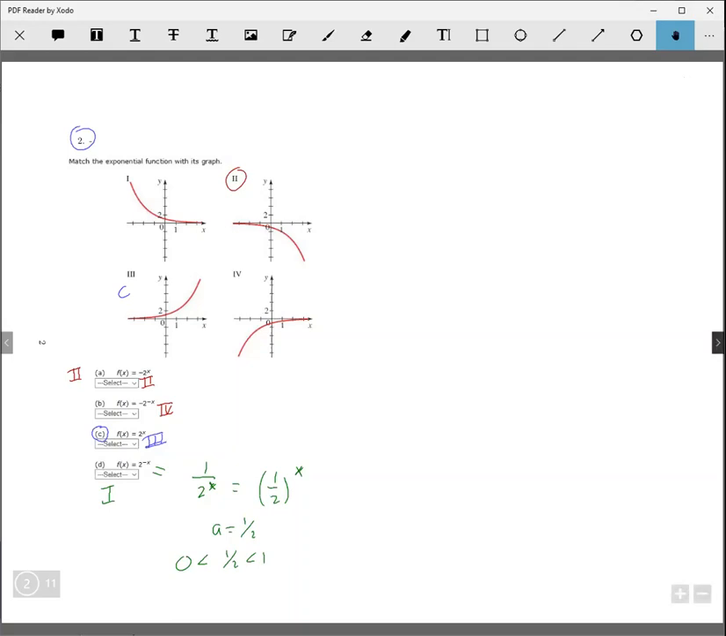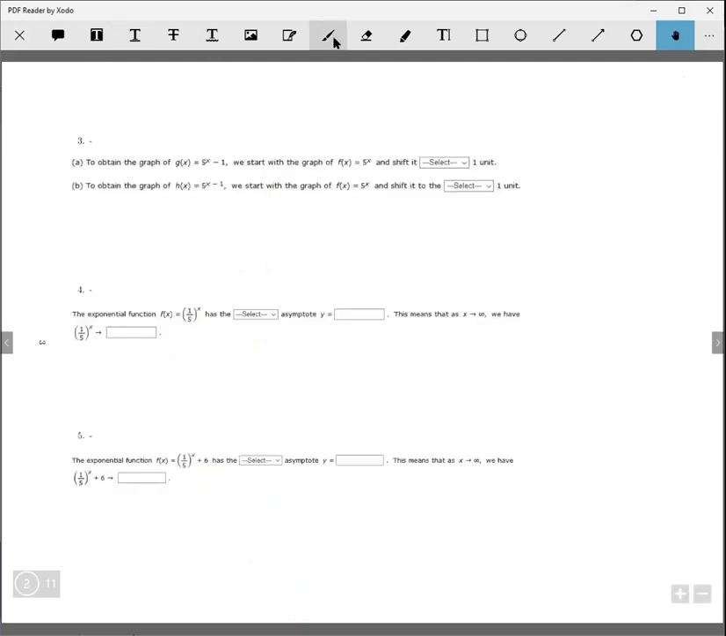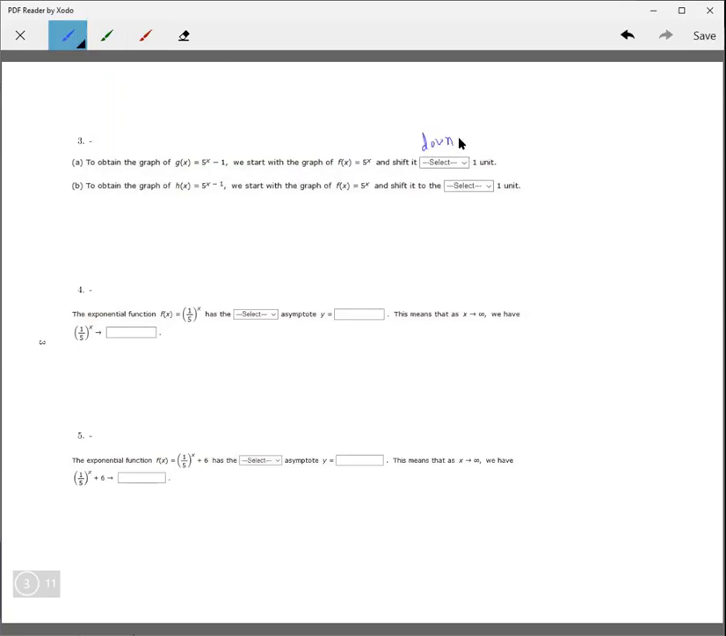Let's move on to number 3. Here, they're applying transformations. So 5 to the x minus 1. We start with the graph of 5 to the x and we shift it. This one's going to be downward 1 unit, because this is outside, and minus 1, so it's going to go down 1.